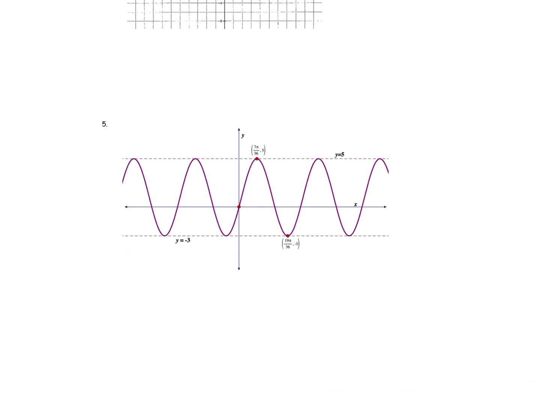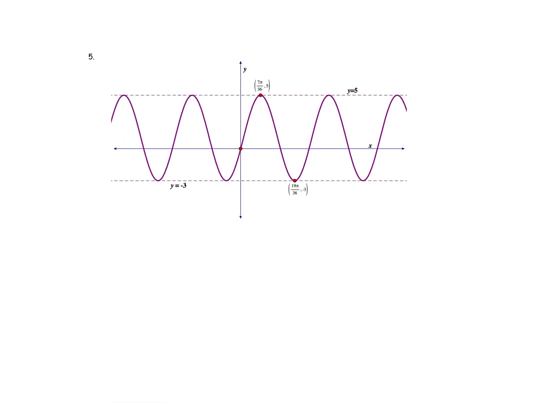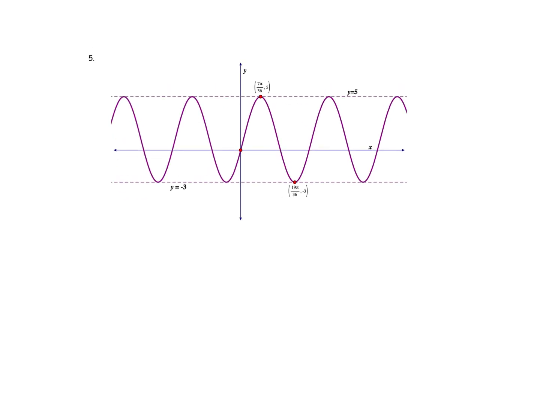All right, so a few things we need. The first thing that seems pretty easy to get from here is that the highest y value is 5 and the lowest y value is -3. So I can find the amplitude and vertical shift using that. The amplitude is going to be 5 minus -3, so the max minus the min value, divided by 2. So the amplitude is 4.